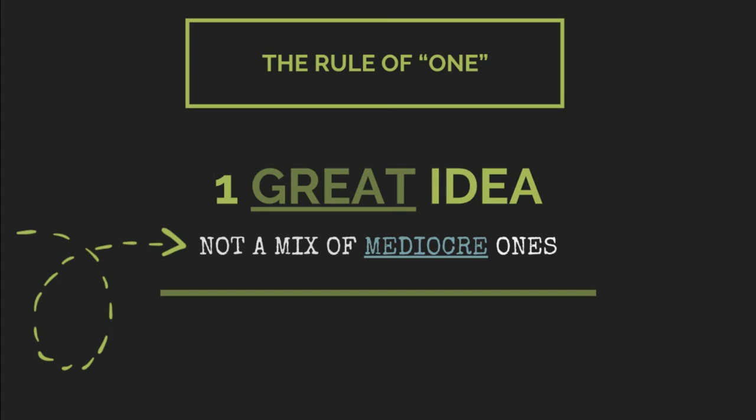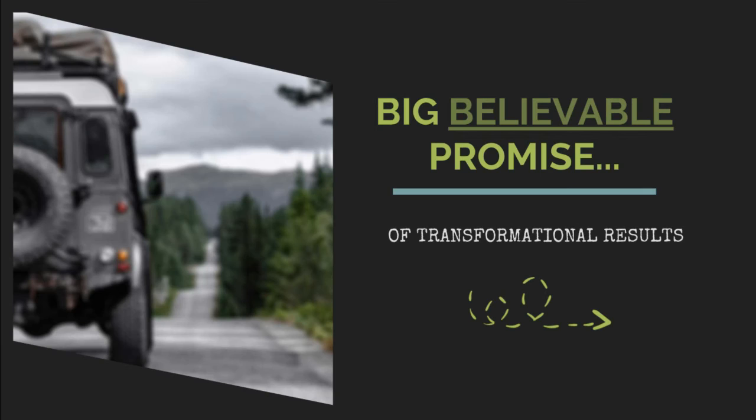So, first of all, let's talk about the rule of one. Okay? Your campaign should not have a mix of a bunch of mediocre ideas. It should have one really, really, really great idea. So, today and tomorrow's video is going to be all about the big idea and how to come up with one and the formula behind it and the elements behind it. So let's get into it.